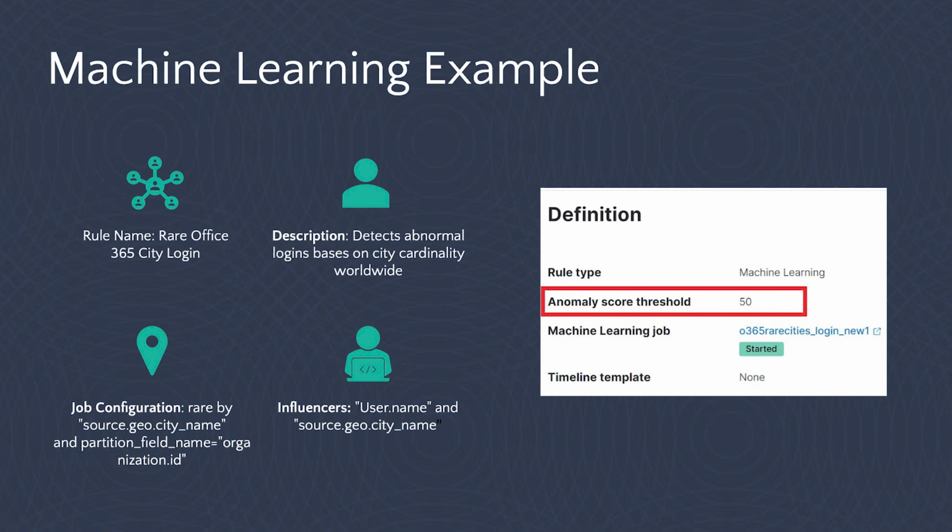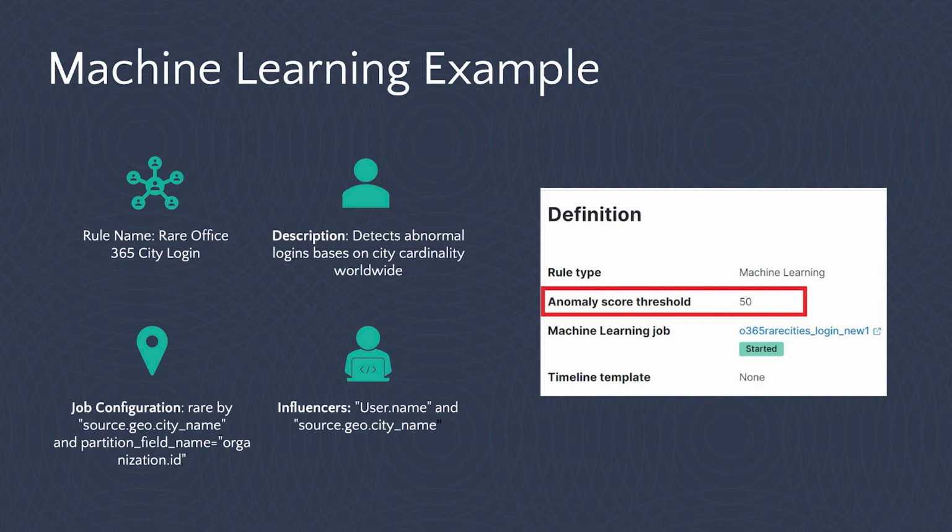So the example that I'm showing here is a rare Office 365 city login. It basically detects any abnormal login on a city cardinality. So say, for example, I'm logging in from New York 99% of the time, and there is a login in San Francisco, so that'll give it a high anomaly score based on the baseline it's created for my user.